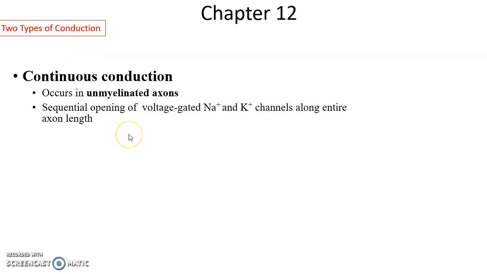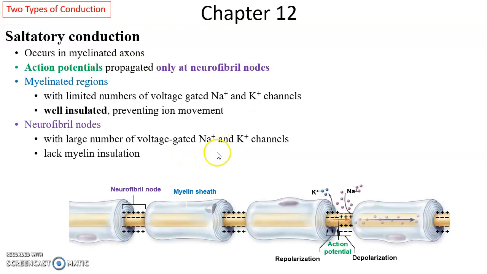So there are two types of conduction, of the traveling of the action potential down the axon. There's continuous conduction. Continuous conduction only occurs in unmyelinated axons. If there is no myelination, then that means you have to cause the opening and closing of voltage-gated ion channels along the entire length of the axon, and that's slower. The other kind is saltatory conduction. This occurs in myelinated axons.